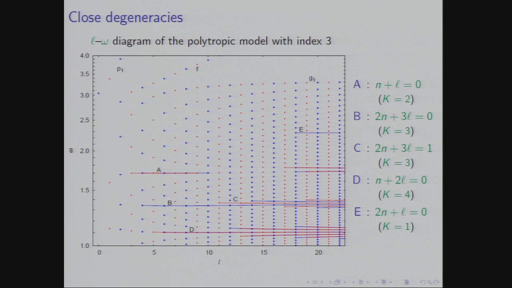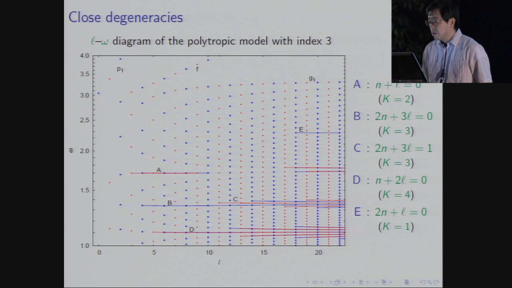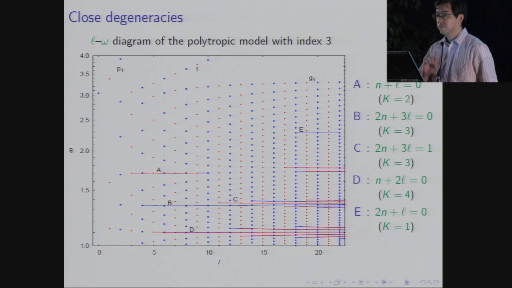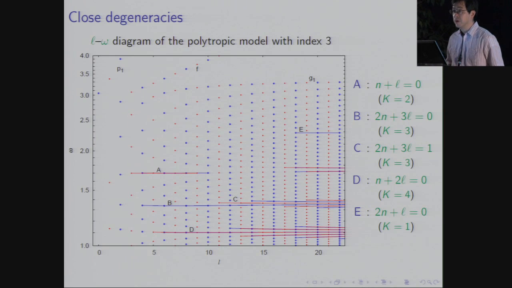One thing I should add here is that each family of close degeneracy has one linear relation between n and L, which is shown here. So each family of close degeneracy is characterized by this one linear relation between n and L.